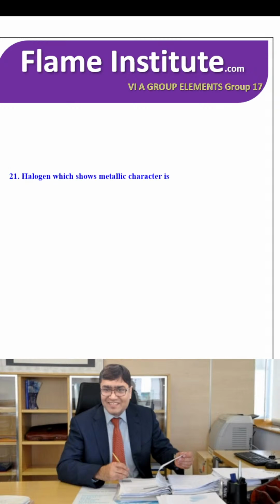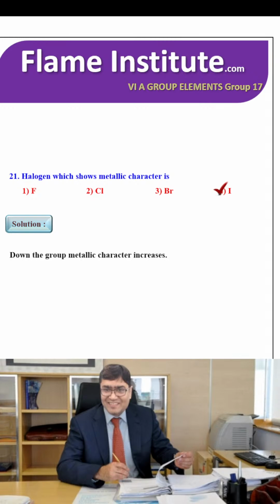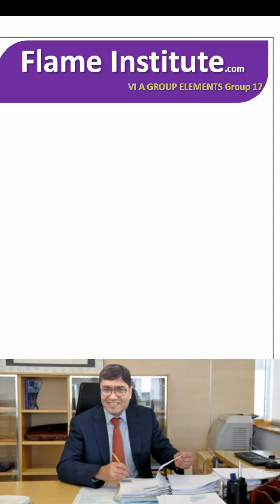The halogen which shows metallic character is fluorine, chlorine, bromine or iodine. Down the group metallic character increases, so the halogen which shows metallic character is iodine. So the fourth option is the right option.